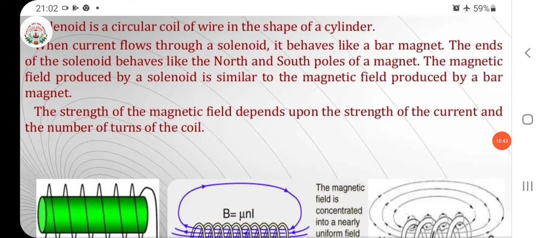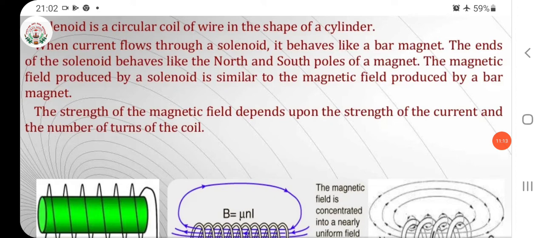When current flows through a solenoid, it behaves like a bar magnet, as I told you. The ends of a solenoid behave like the north and south poles of a magnet. The magnetic field produced by a solenoid is similar to the magnetic field produced by a bar magnet. That means the field line starts from the north pole and ends at the south pole.